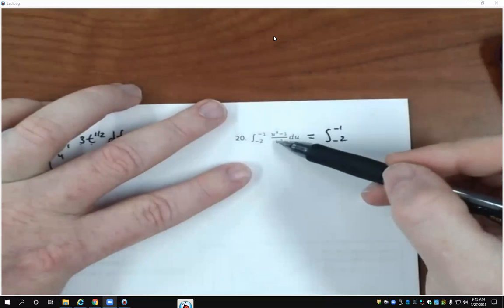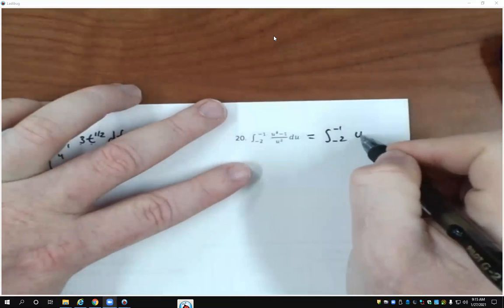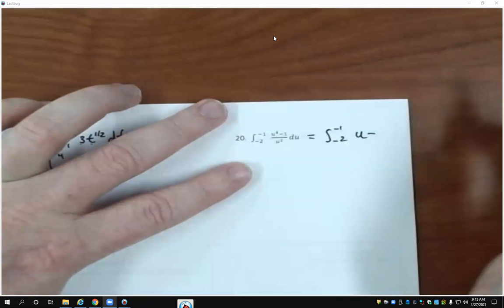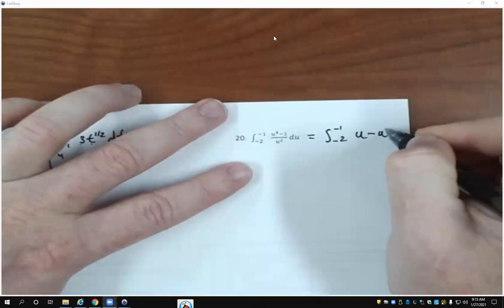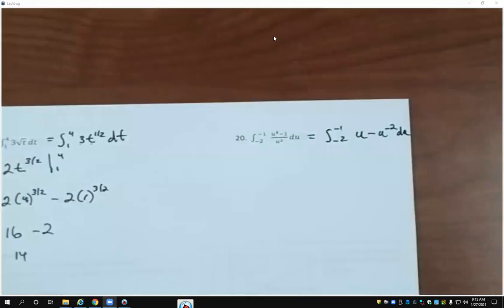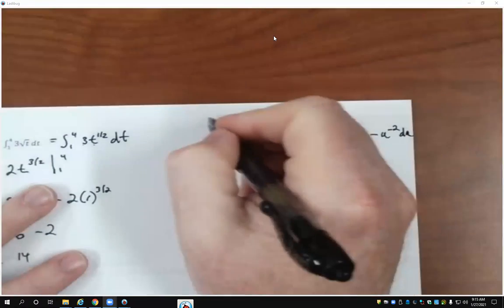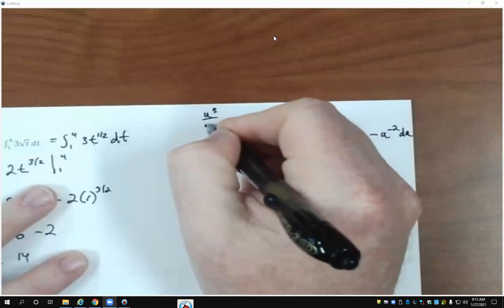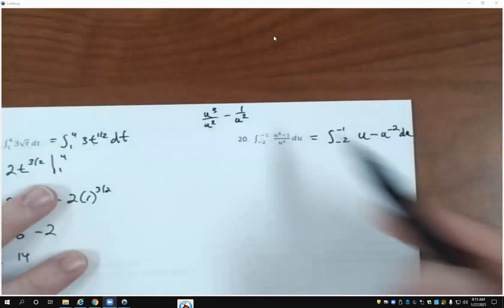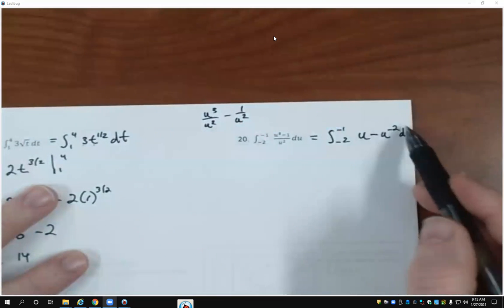So u cubed divided by u squared is u, minus 1 over u squared is u to the negative 2, du. Really all I did was split up u cubed over u squared minus 1 over u squared, and then I simplified that to become this. I know how to take the antiderivatives when I have power rules.